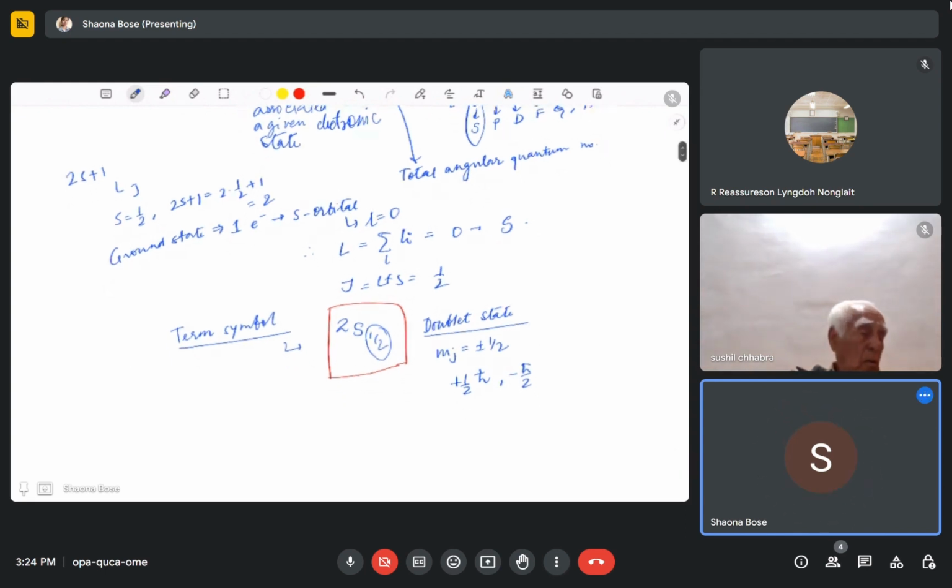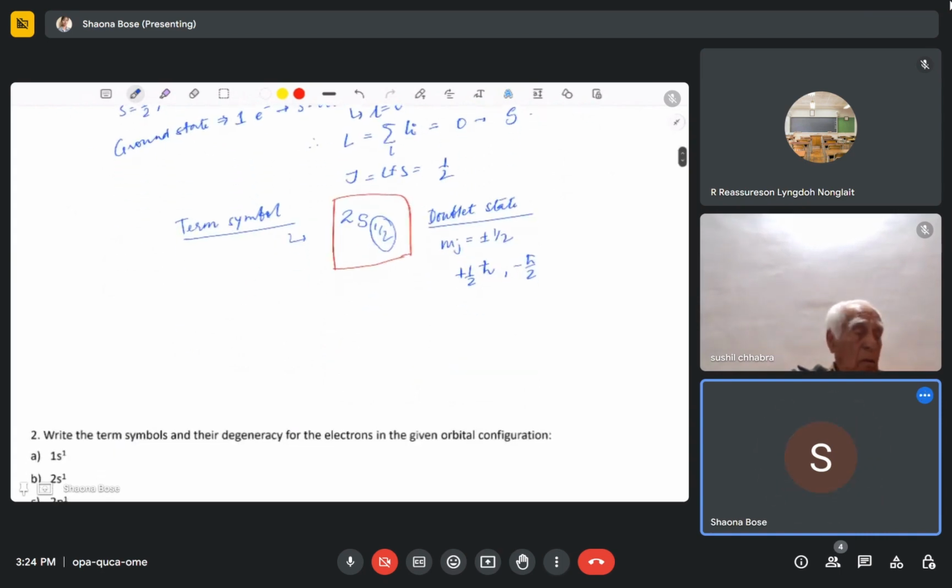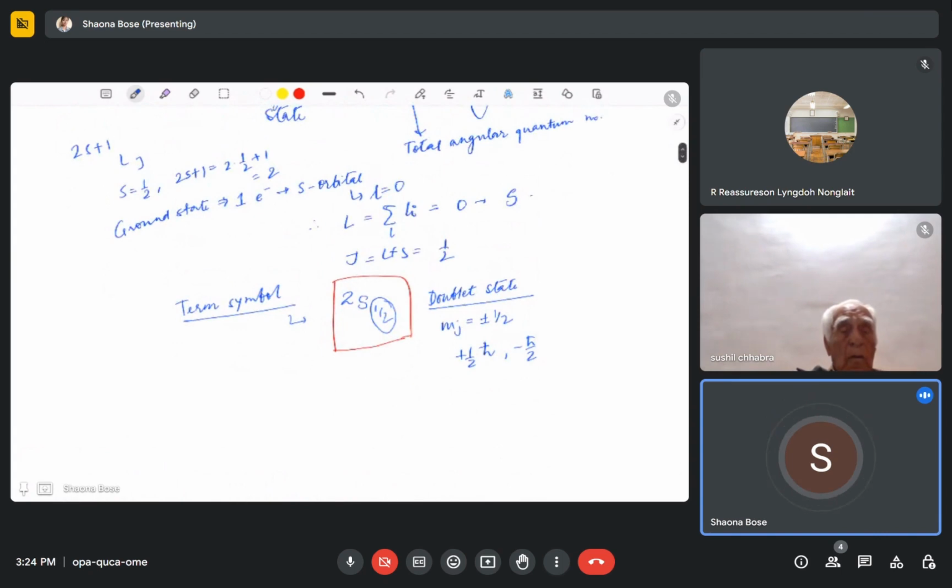Now this is why, when we studied the Balmer series of the hydrogen atom, for the n equal to 3 to 2 transition, they were expecting a single line of transition. But they saw there are two. This is just because of the spin orbit coupling.